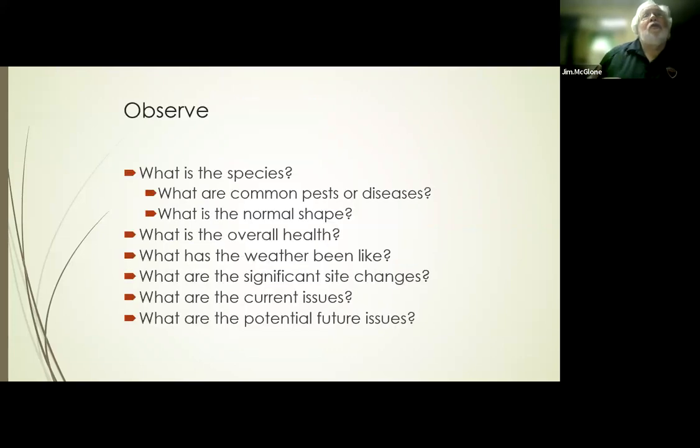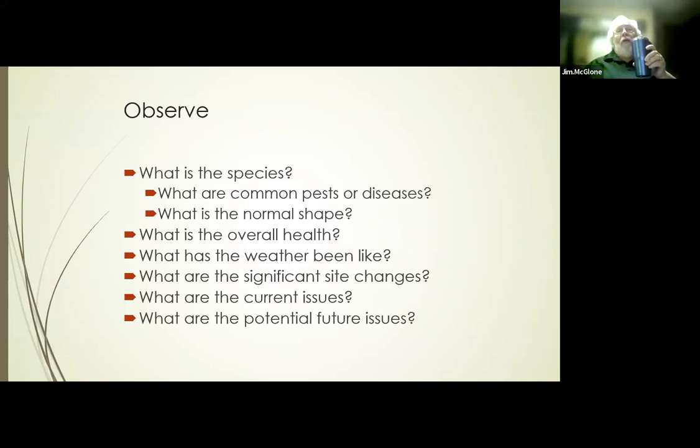So when we observe the tree, the first thing we need to know is what species is it? What are the common pests or diseases of the tree, and what is its normal shape? That's why we need to know what species it is. The reason we want to know what pests or diseases is we need to know something about how those pests and diseases work in the environment, and we don't want to take a healthy tree and make it susceptible to the common pests and diseases by pruning it when those things are moving around in the environment.